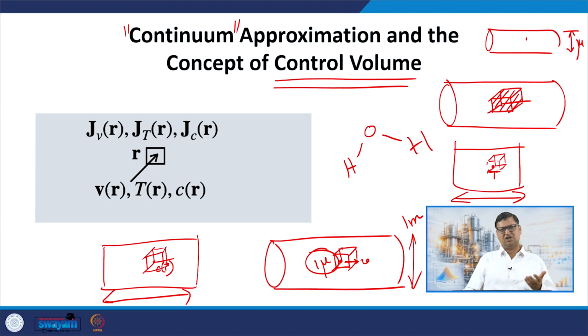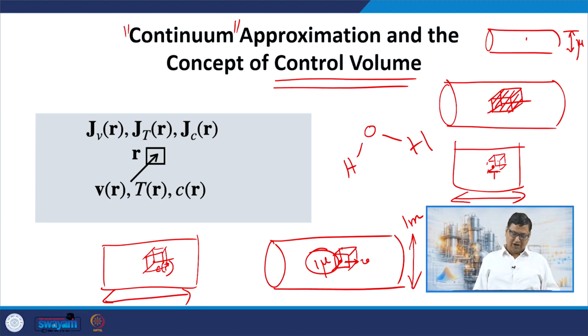So, the whole notion of continuum approximation will break down as soon as we start going to micron level length scales, right. That is the reason why microfluidic systems or nano systems behave very differently compared to the bigger size systems that we are typically known as, right.